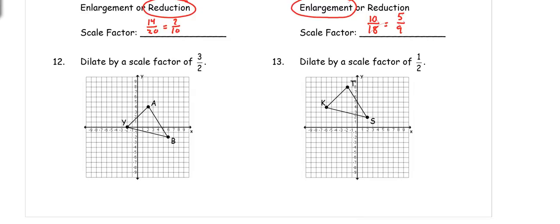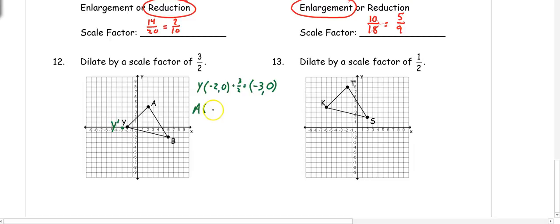Lastly, we can take coordinates and dilate by a scale factor. So we're going to take the coordinate of each of these and multiply by 3/2. So if our y coordinate is currently -2, 0, we're going to multiply both coordinates by 3/2. So -2 times 3/2 gets us -3, and then 0. So we're going to go to negative 3, 0, and this is our new y coordinates. We're going to call it y prime.